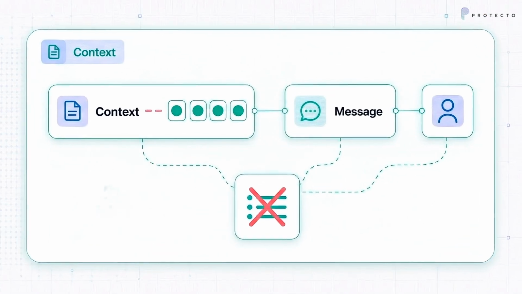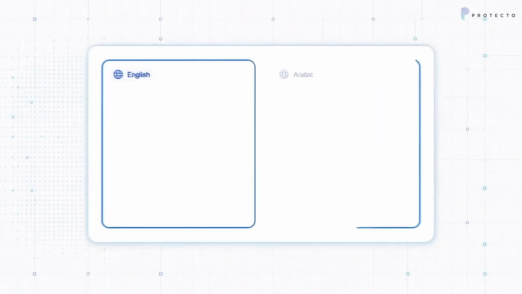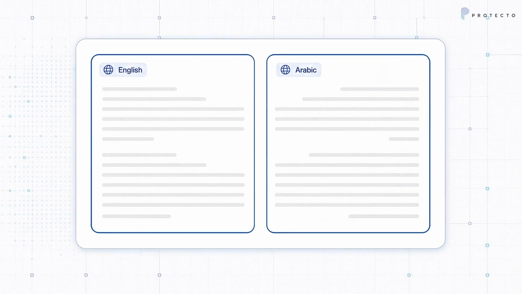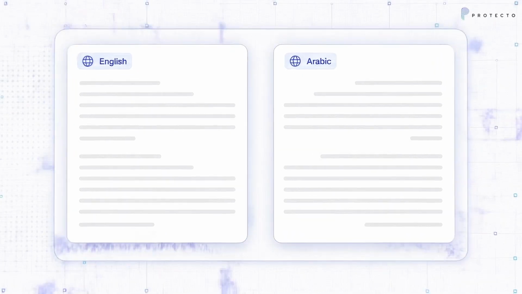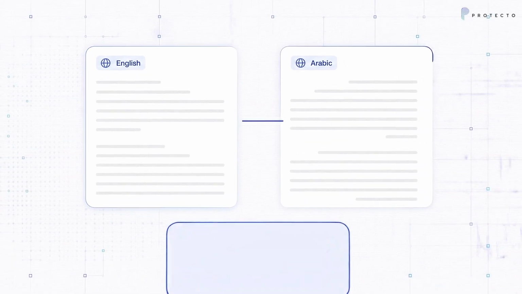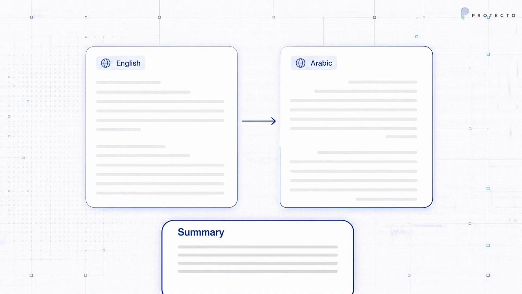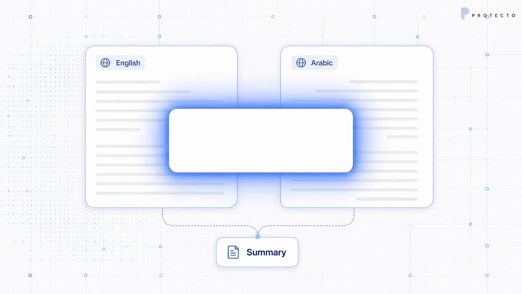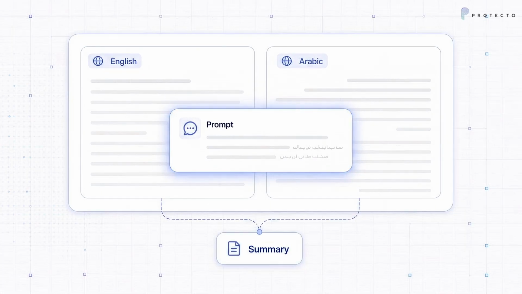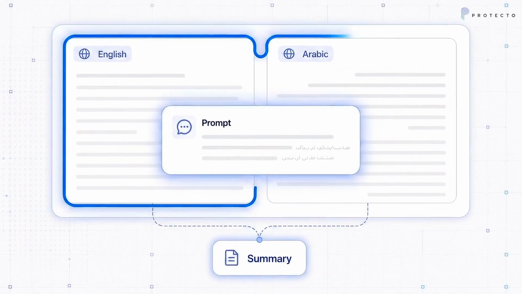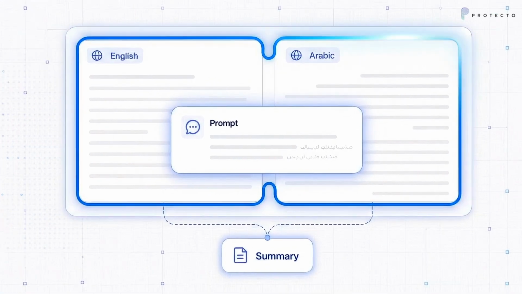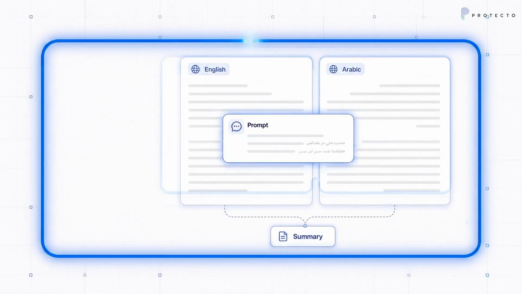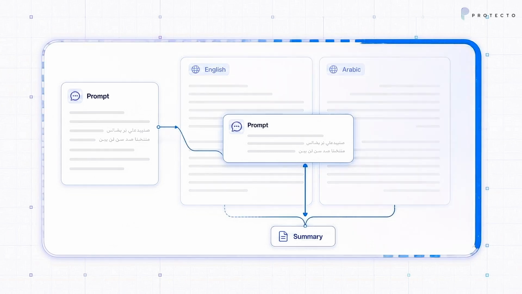The third failure mode is language. An employee might upload an English document and ask a question in Arabic. A support team might paste a Spanish customer message and ask for an English summary. A user might mix 2 languages inside the same prompt. Sensitive data detection now has to work across multilingual and mixed language inputs without blocking everything useful.